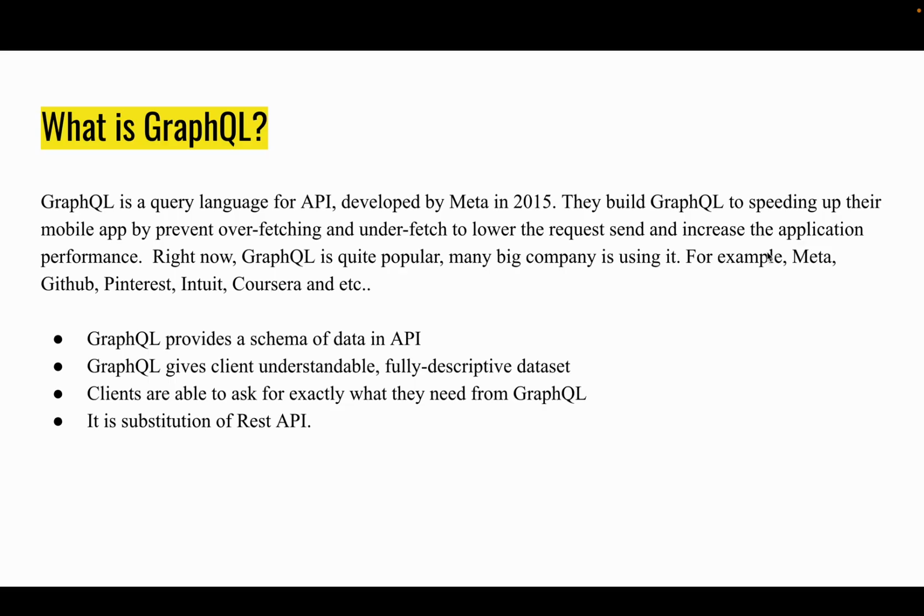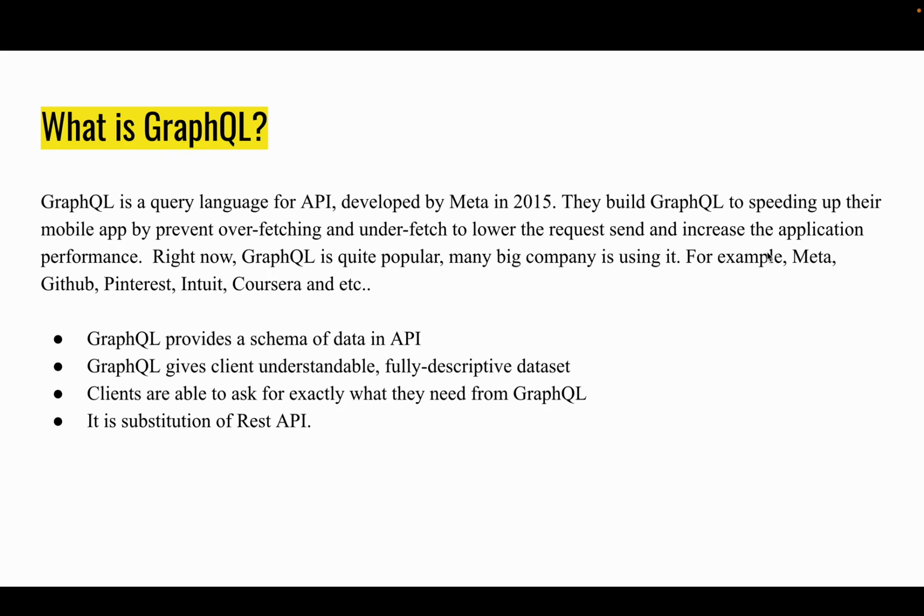So GraphQL is a query language for APIs, and it was developed by Meta in 2015. They built GraphQL to speed up their mobile applications by preventing overfetching and underfetching, to lower the requests sent and increase application performance. And right now, GraphQL is quite popular. Many companies are using it, for example, Meta, GitHub, Pinterest, Intuit, Coursera, and etc.